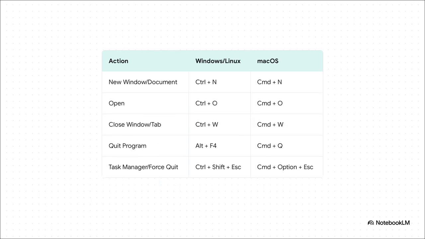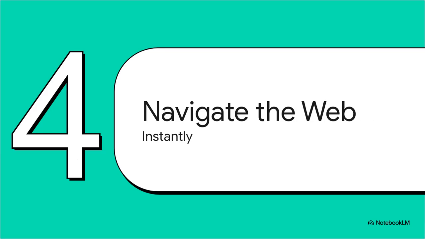Okay, these shortcuts are for managing the programs themselves. And there's a really key difference here. Control W will close the tab or the document you're working on, but Alt F4 on Windows or Command Q on a Mac, that quits the entire program. And, for those moments when an app just totally freezes up, Control Shift Escape or Command Option Escape, that is your emergency eject button.